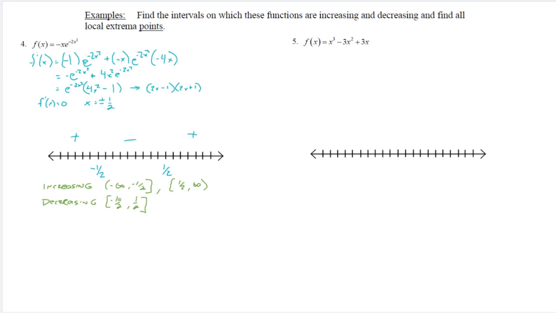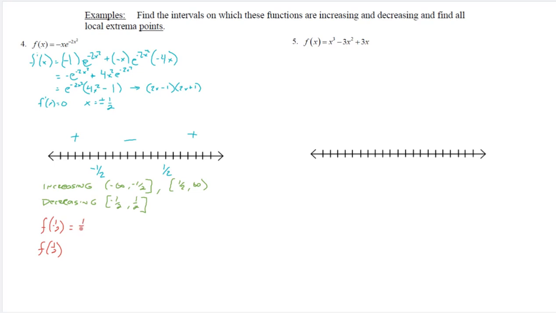Okay. Now our relative max and min points are going to be determined by our critical numbers. Again, we've only got 2 in here, so we're going to focus on those 2. We're going to look at our f of negative 1/2, which goes back to the original function, and our f of 1/2.